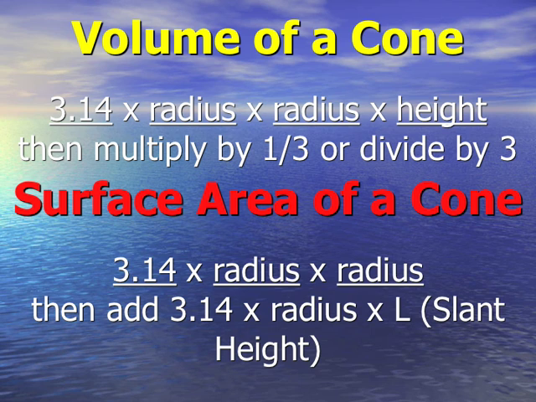The surface area of a cone is found by taking pi times the radius squared, and then taking pi times the radius times L, which is the slant height, and adding these two values together.